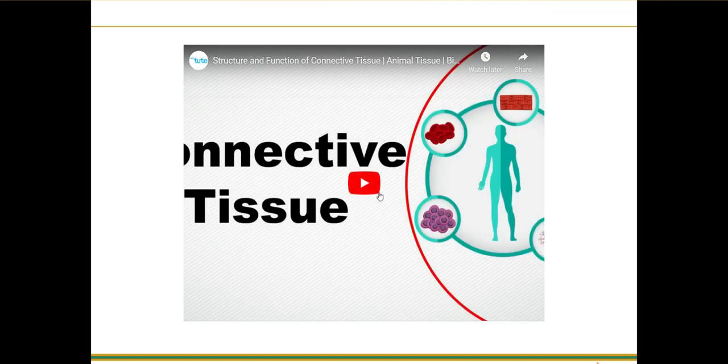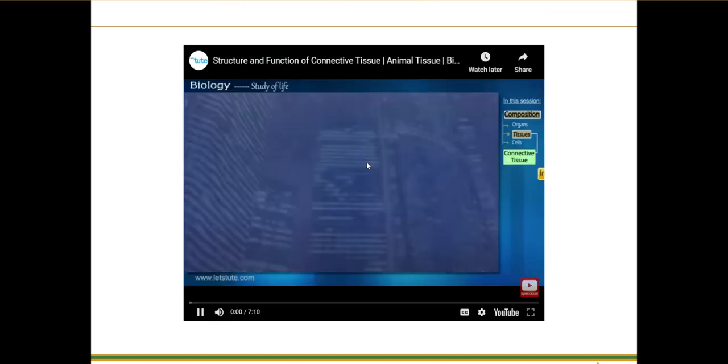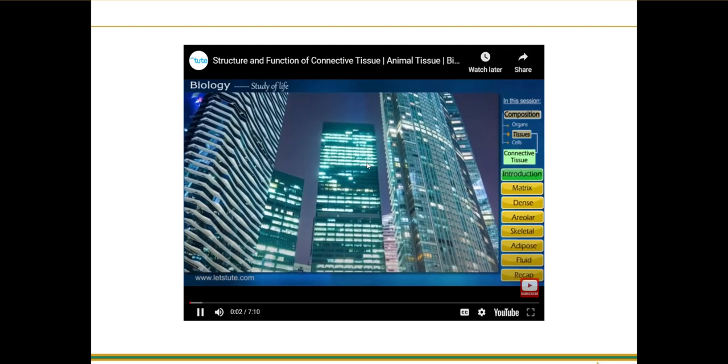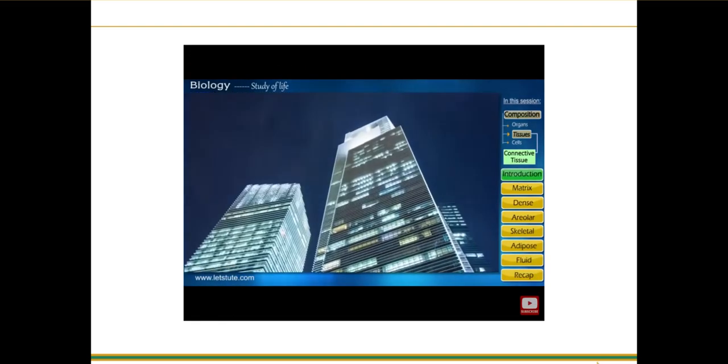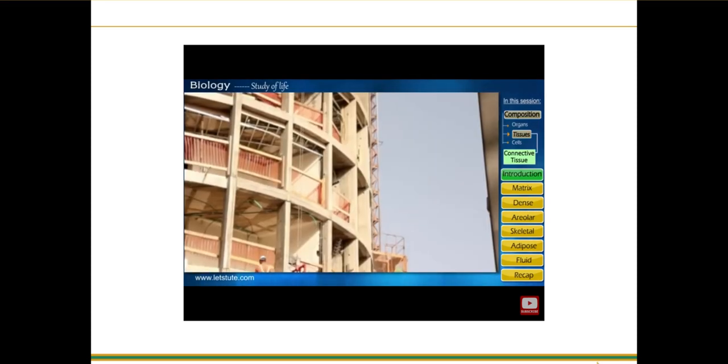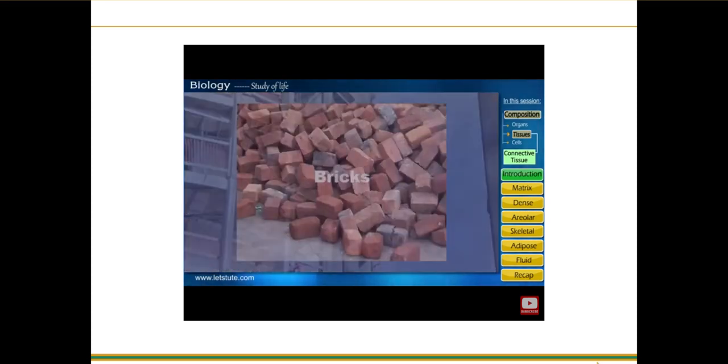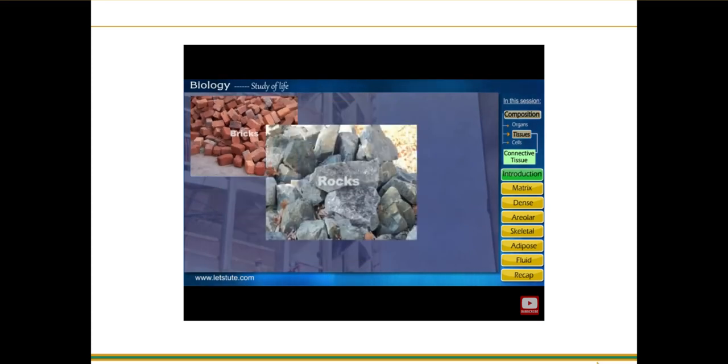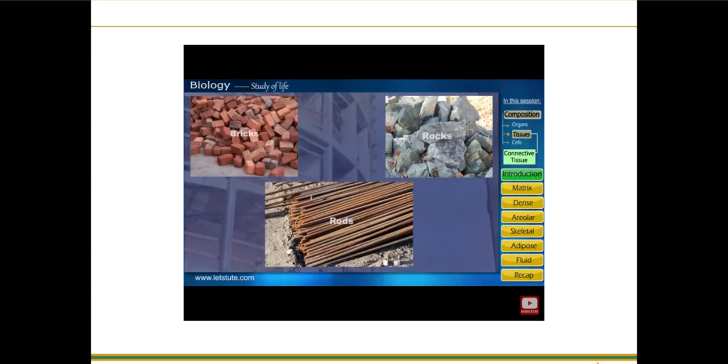Okay, let's get to the... We've all seen what a building looks like. It has walls, windows, balconies, and a terrace. And we also know what it's made up of. Yes, it is bricks, rocks, iron rods, etc.